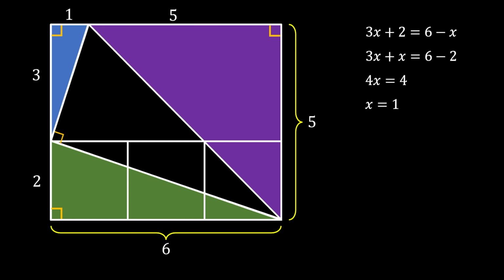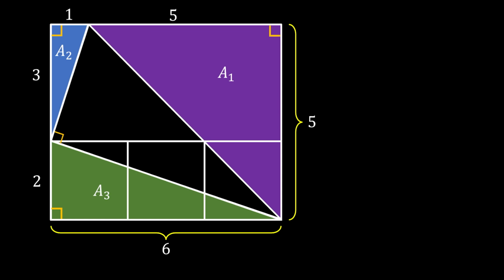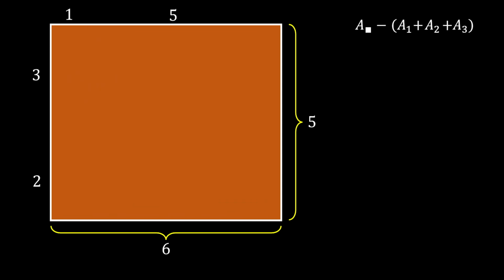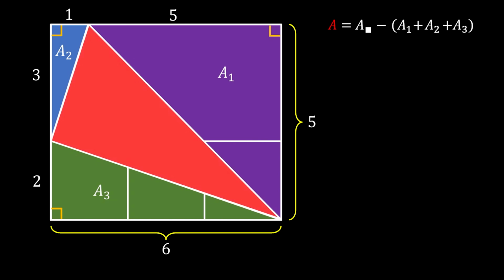Now you can easily calculate the area of this triangle by using the Pythagorean theorem, but like I said, I'm not going to do that. So I will first label all the areas of our colored right triangles as A1, A2, and A3. Then I can say that if I take the sum of all the areas of those triangles and I subtract this sum from the area of our big rectangle, I will actually get the area of the wanted red triangle.